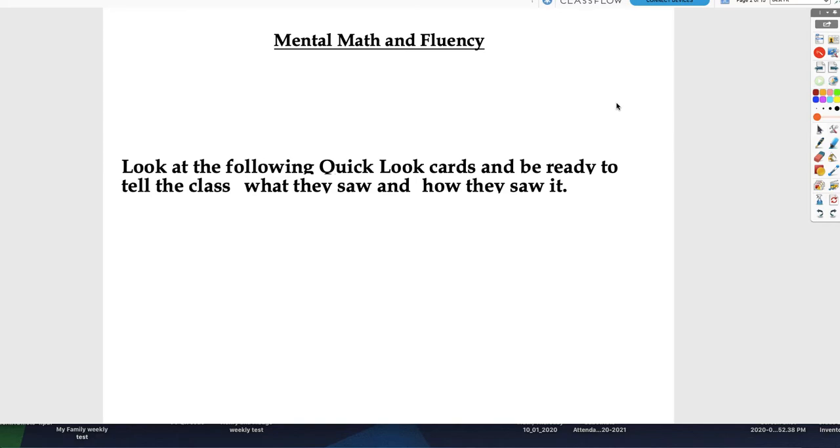We don't need our markers and erasers just yet. Just put those off to the side. Right now you're just going to look at the screen. I'm going to show a quick look card with dots on it. After about 4 seconds, I'm going to take the card away and you have to tell me what you saw and how much it was, just like you did in first grade. All right, here we go. Ready? 3, 2, 1, go.